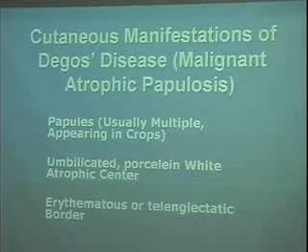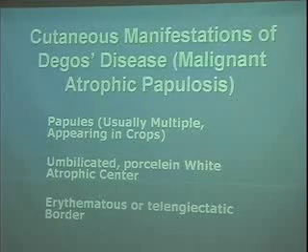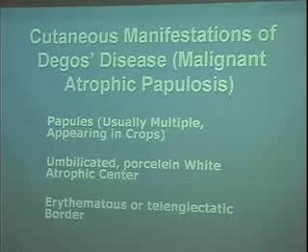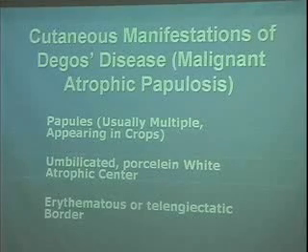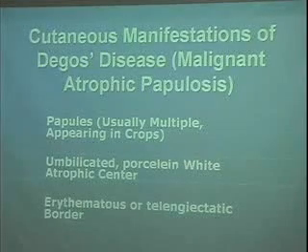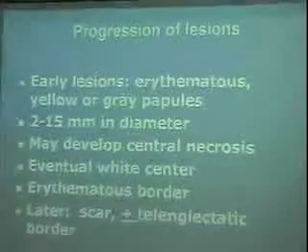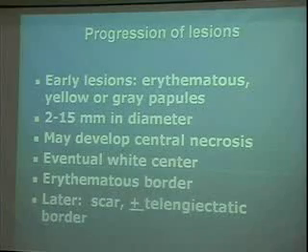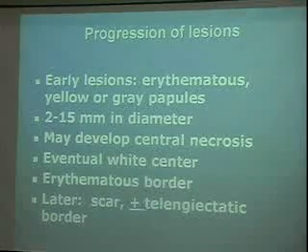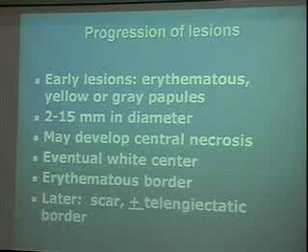The center of it is usually a different color, often yellow initially, and then it goes on and becomes white and shiny or atrophic. And the border tends to remain erythematous. It may actually have telangiectasias. And that is the classic look of Dagos. When the lesions are early on, they may be yellowish or gray. They vary in diameter, but often the presentation is of monomorphic-looking lesions.